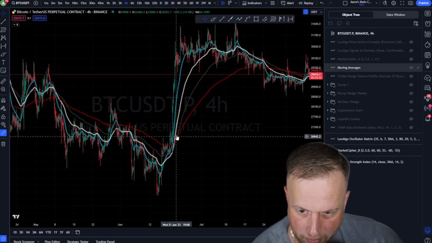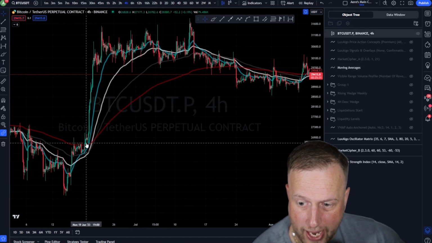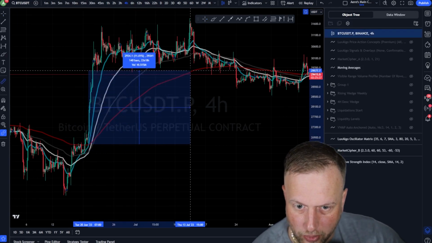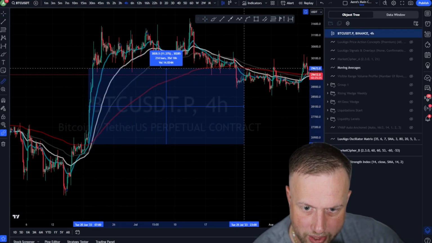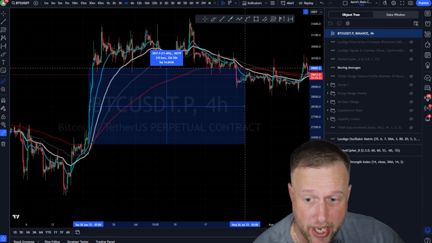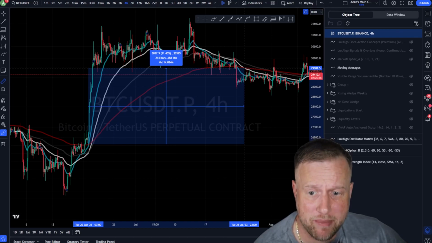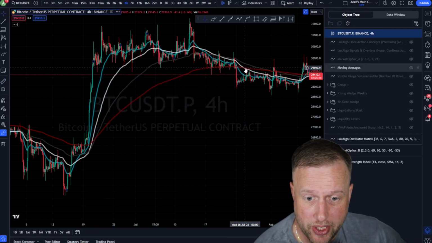So we crossed above here. Not only did we do that, but that was a bull flag, and we crossed above it. And then when we crossed below it, like right here, it would have been 11%. I mean, that's huge. 50% if you're on 5 times leverage. So huge. And then it crossed below it.